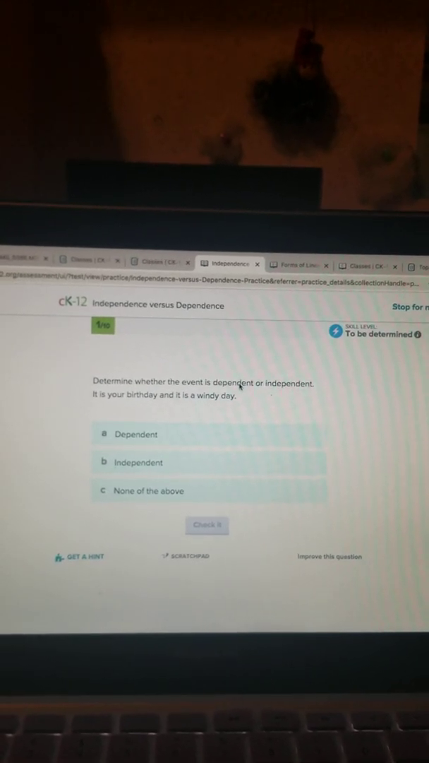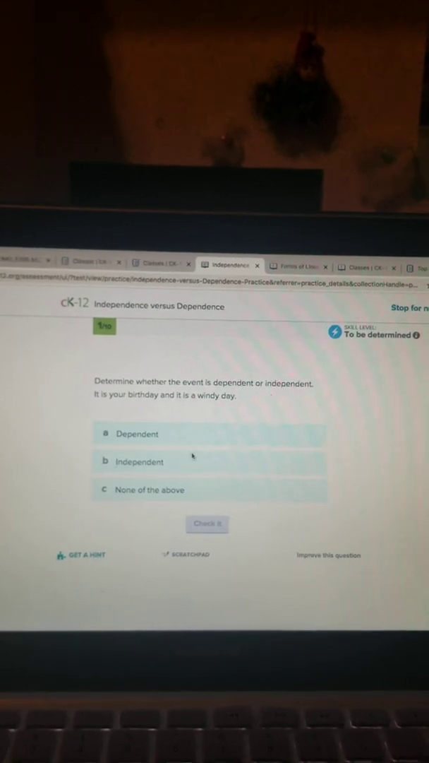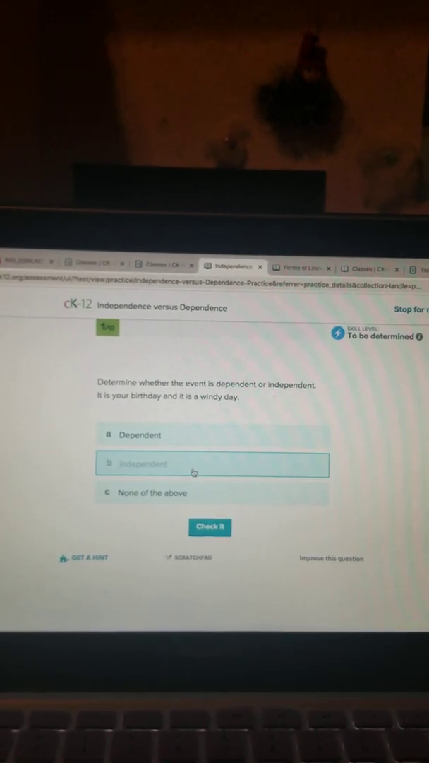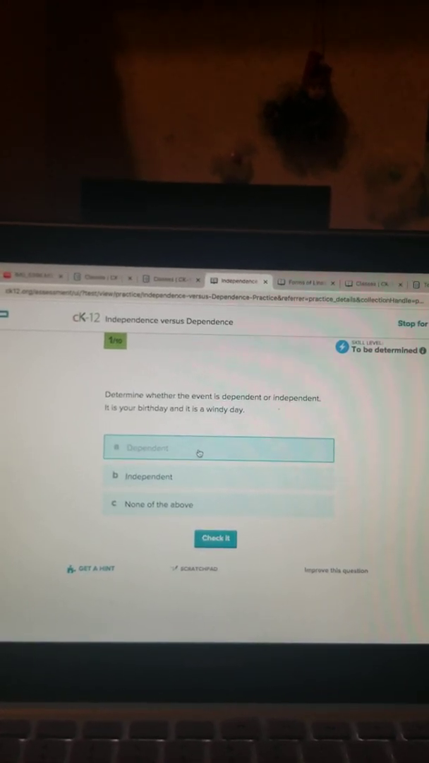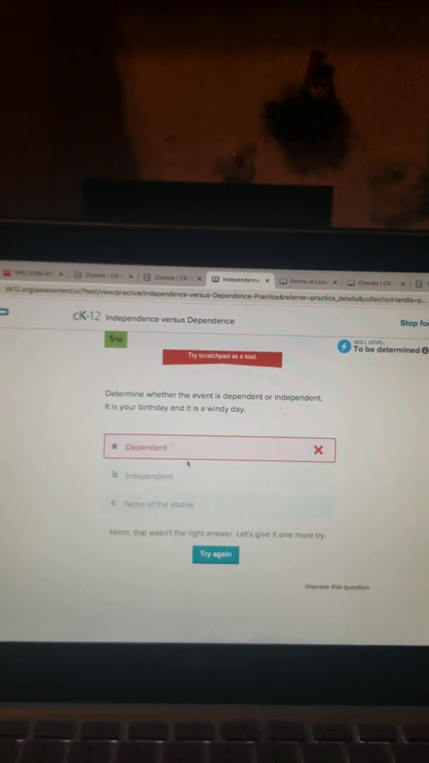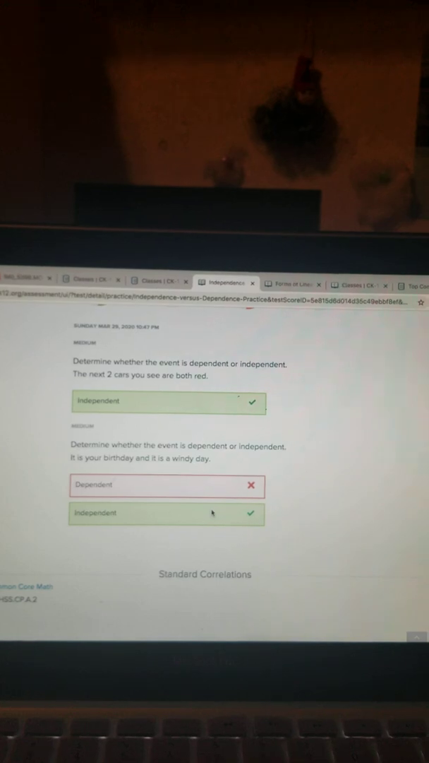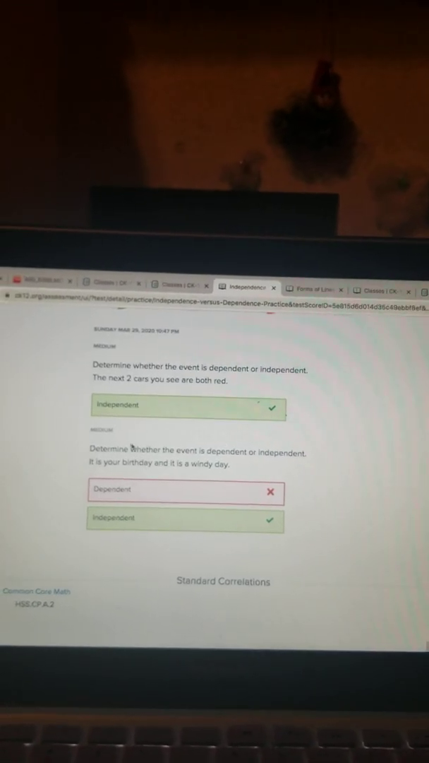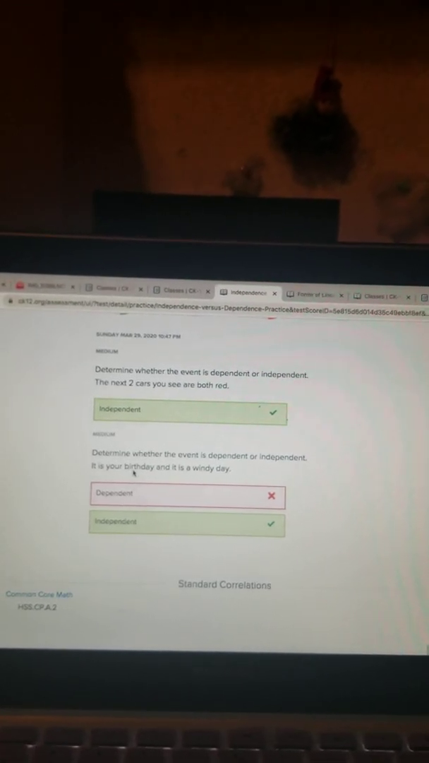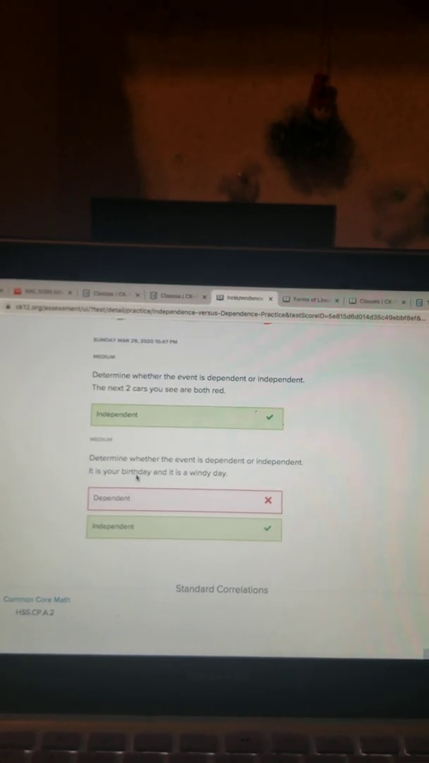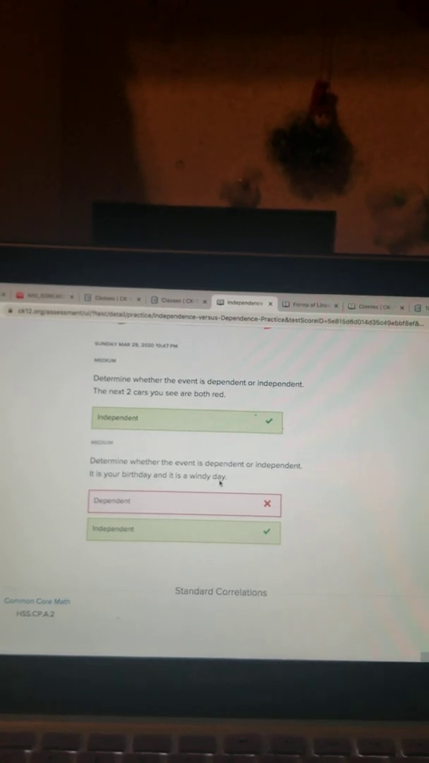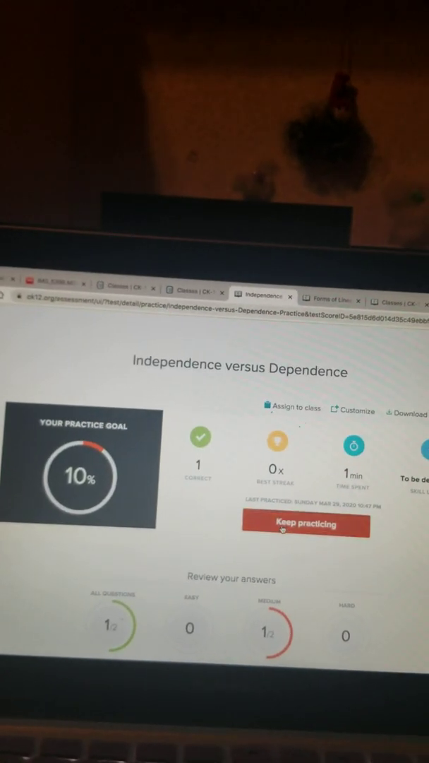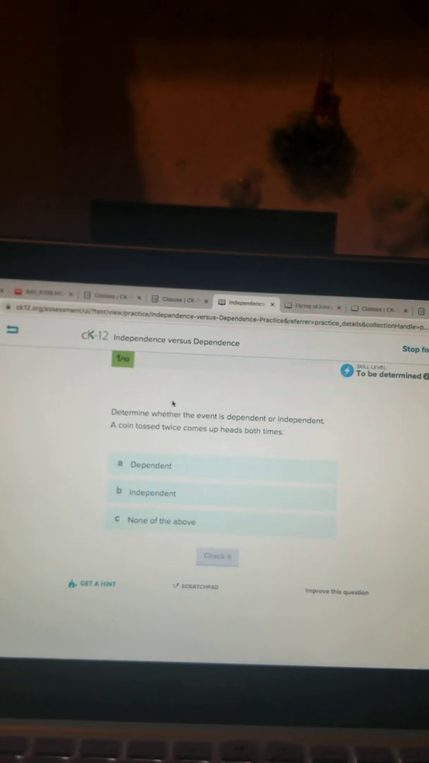Let's see, birthday and a windy day. Independent? Dependent. Birthday and a windy day. Oh no, check it. Nope. Go back. It's independent because your birthday falls on a different day each year, so we didn't take that away. It's a windy day, and that could also occur every time. Okay, got it. All right, keep practicing.